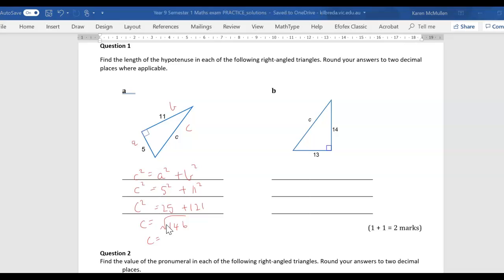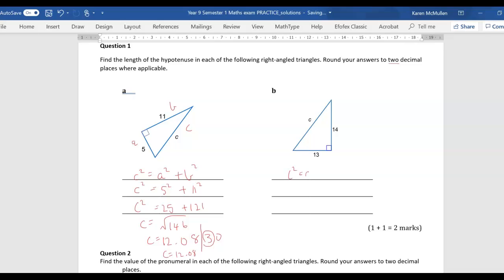When I put that into the calculator, I get 12.0830. It keeps going. We only need to do it to 2 decimal places, so always write it to one or two more than you need. Your cut is here. This is the number that tells us whether we round up or leave it. Because it is less than 5, we're just going to leave C as 12.08. All right, let's do the same for the next one.